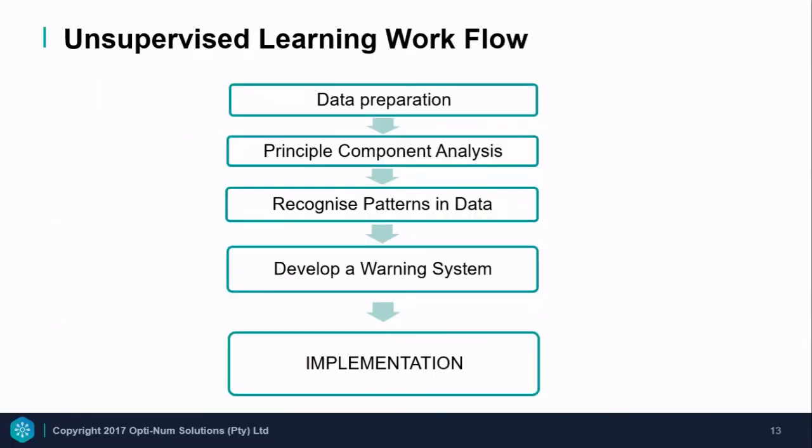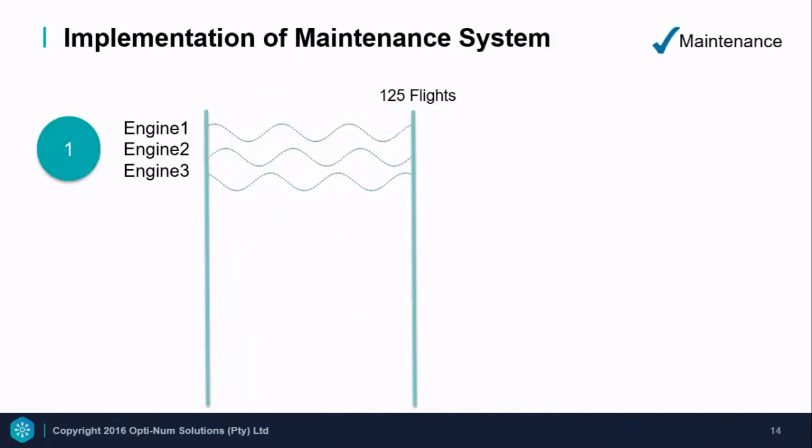So now that we have a warning system, we can look at how it can be implemented. What we have worked with thus far is the data for 125 flights for all of the engines until scheduled maintenance was performed. We have used this data to develop a warning system, and we know that many of the engines were still in a fairly good condition at the time that maintenance was performed.